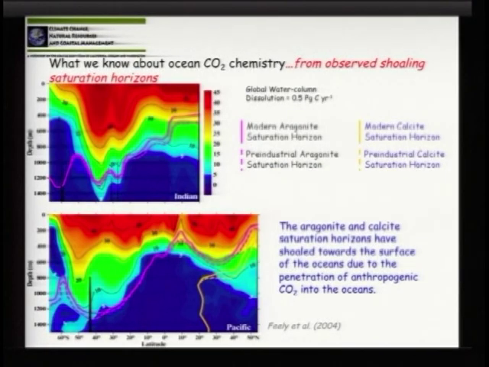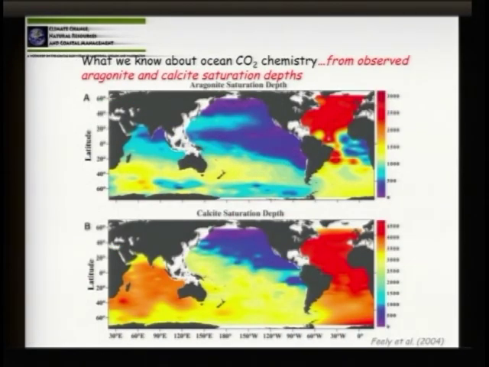And here I show the migration of those surfaces towards the surface in the Indian and the Pacific, with the very shallow regions of the North Pacific here showing very shallow corrosive waters as close as 100 meters in the North Pacific by Alaska. So if we map the distribution of this corrosive water, we can see the global impacts.